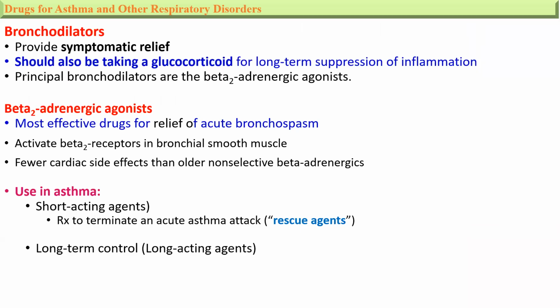Bronchodilators provide symptomatic relief, but do not alter the underlying disease process, which is the inflammation. In almost all cases, patients taking bronchodilators should also be taking a glucocorticoid steroid for long-term suppression of the inflammation. So the steroids or glucocorticoids will take care of the inflammatory process.